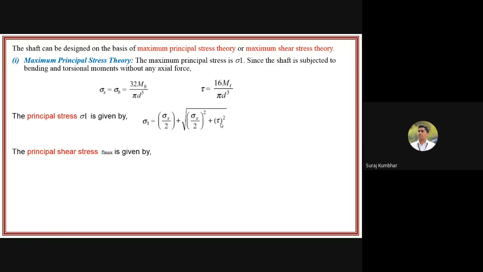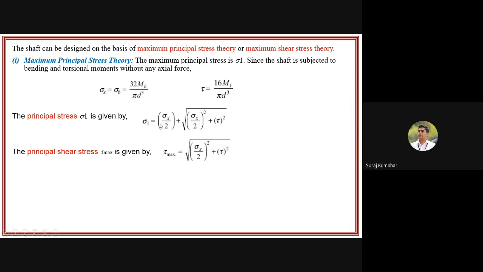Now the principal shear stress, that is tau max, is given by a formula: tau max is equal to the square root of (sigma x by 2) squared plus tau squared. If you want to find out the principal stress, you need to use one formula. If you want to find out the principal shear stress, you can use this formula.